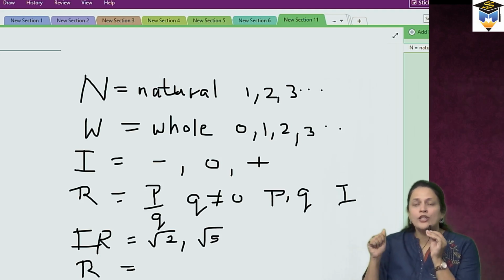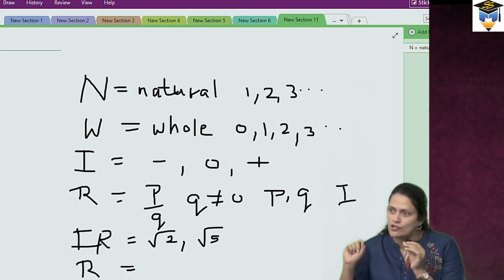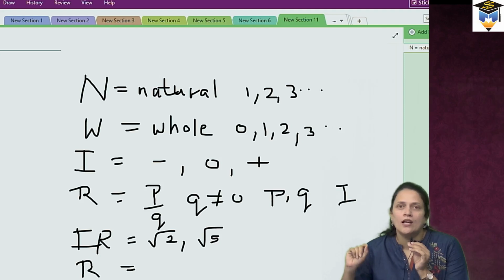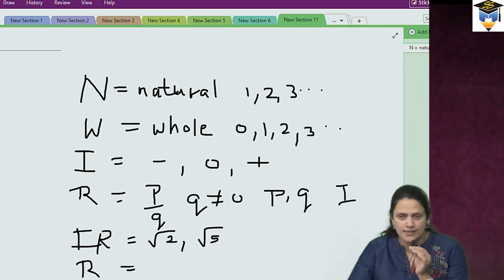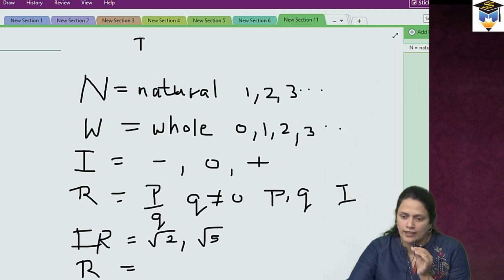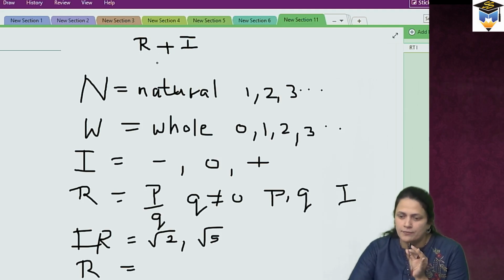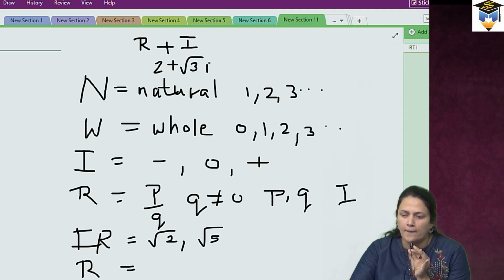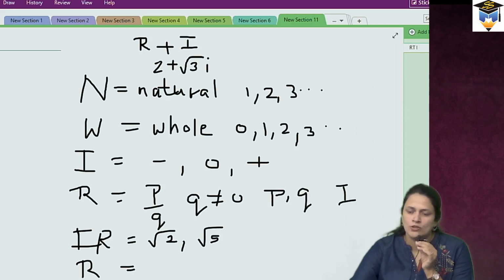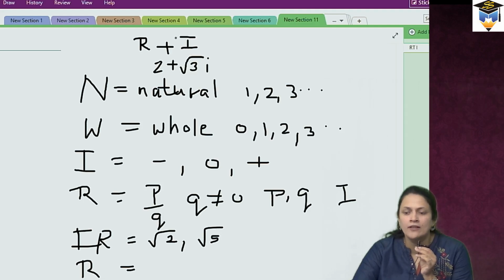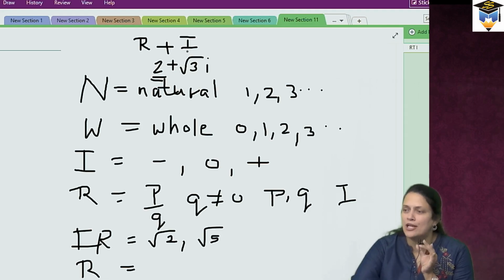Now today's topic is complex numbers, chapter 3 of part 1. When we talk about a complex number, as the name suggests, a complex number always consists of a real number plus an imaginary number. Let me give you an example of a complex number: 2 plus root 3 i. This i is for imaginary number. This part is the real number and this part is the imaginary number.